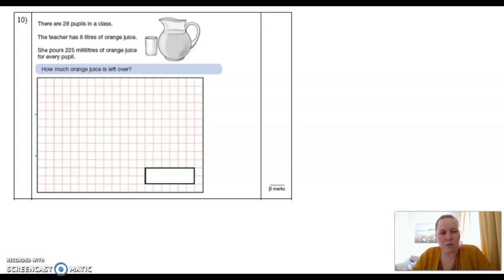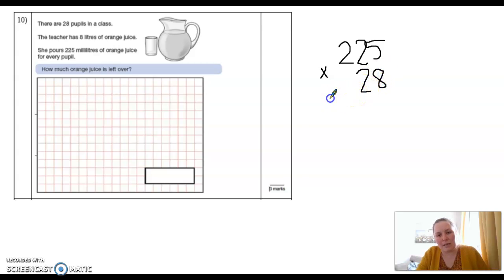So ultimately we need to know how much is left over, but first we've got to know how much she uses. So she's poured 225 millilitres for every pupil, and there are 28 pupils. So I need to do 225 millilitres 28 times, so 28 lots of that 225 millilitre of juice. So 225 times 28 is your first calculation.